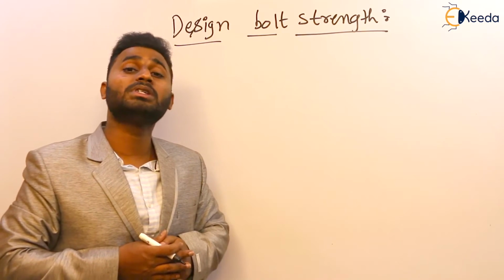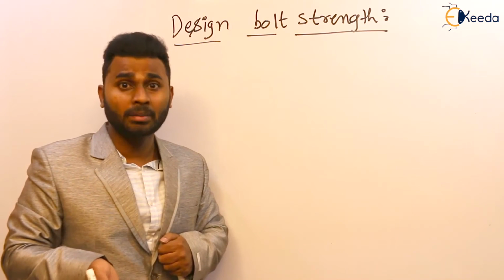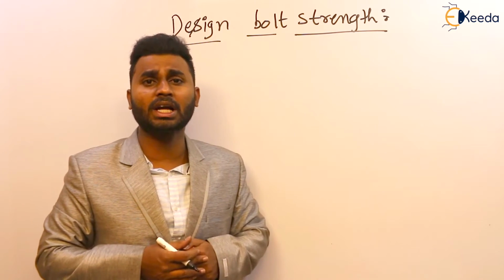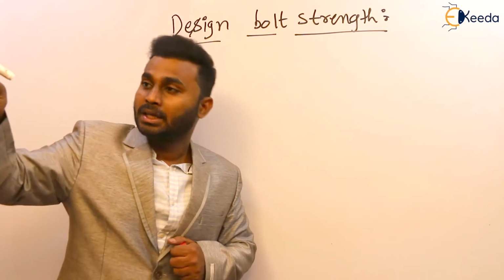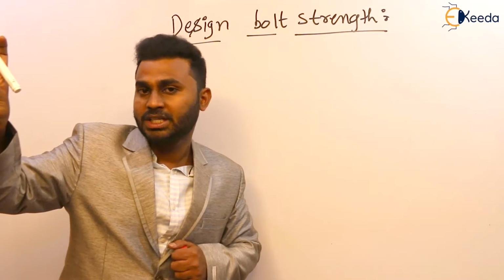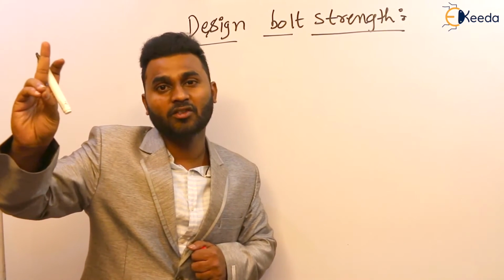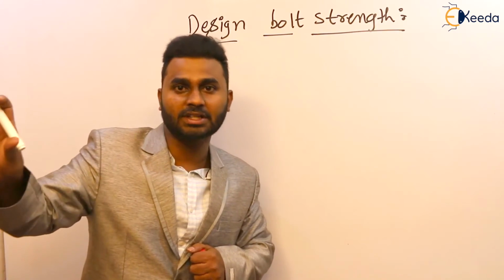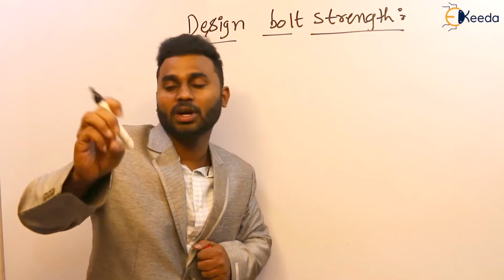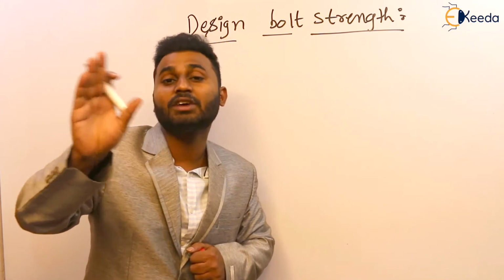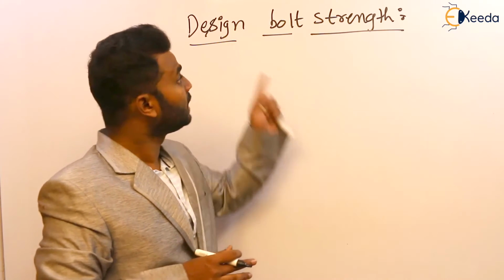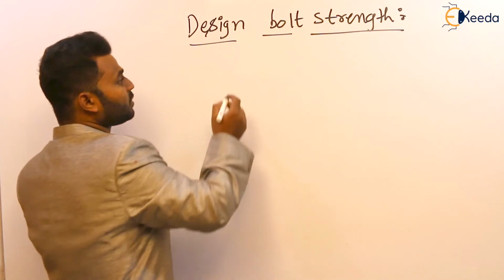So what are the bolt strengths that we are going to calculate here? Tell me. We are going to calculate the design shear strength of bolt, the design bearing strength of bolt, and the design tensile strength of bolt, if it exists. Out of these three, whichever is minimum is going to be taken as the design bolt strength.